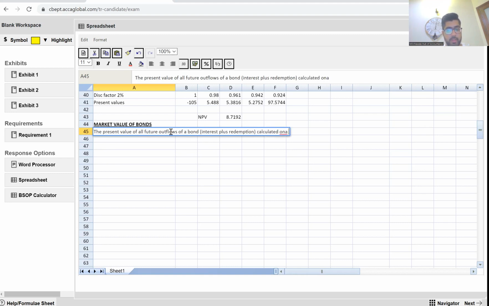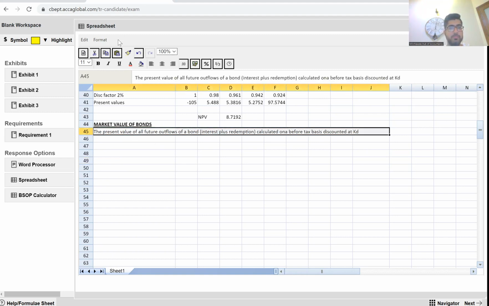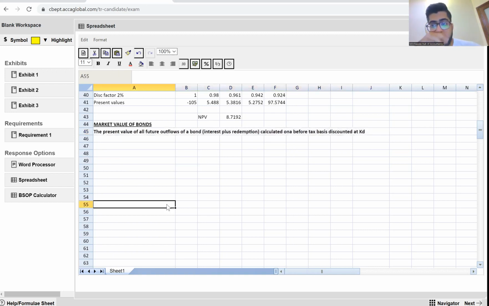calculated on a before tax basis, discounted at KD. So market value of bond is the present value. This is also a topic of WACC. The present value of all future outflows of a bond, interest and redemption, discounted at KD, calculated on a before tax basis. Okay. Now you get a question like that.